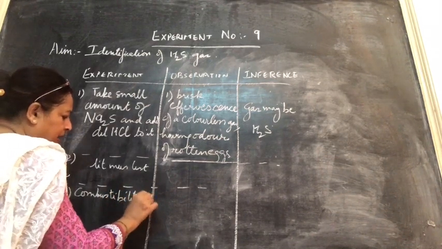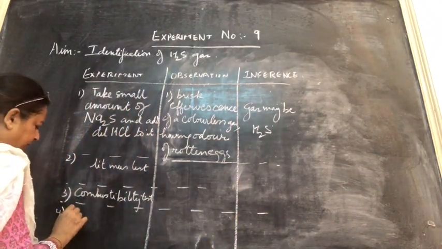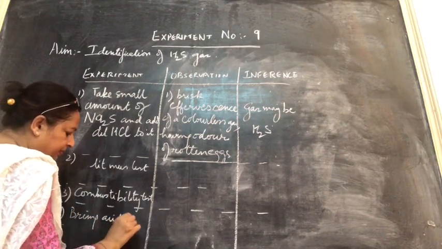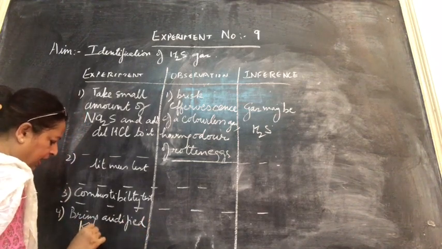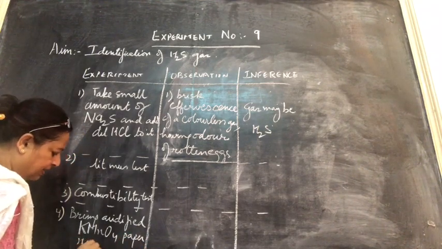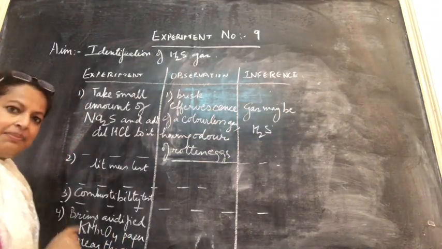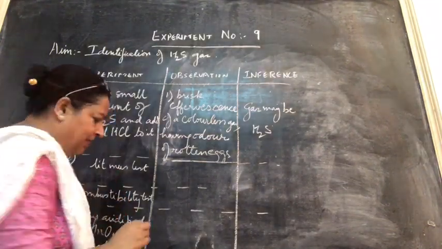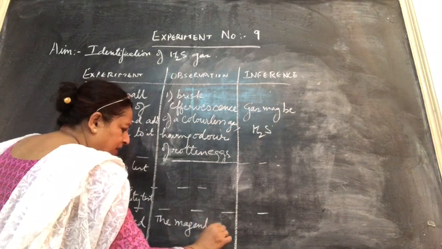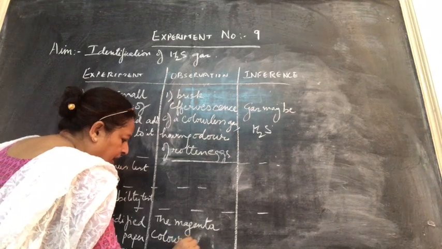Combustibility test. Now, we did 3 more tests. So what is number 4? Bring acidified KMnO4 potassium permanganate paper near the gas. Same as SO2, we did in the same way. The magenta or pink, you can write, both are accepted. Magenta color decolorizes.